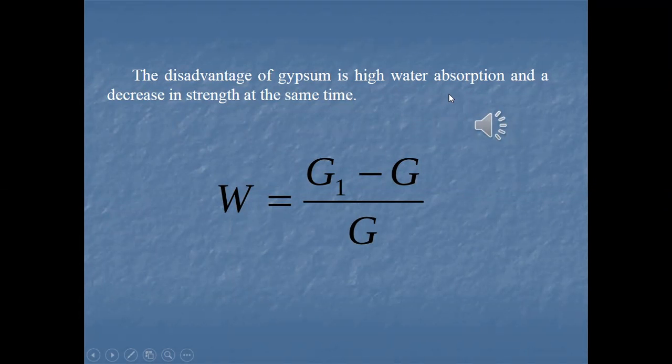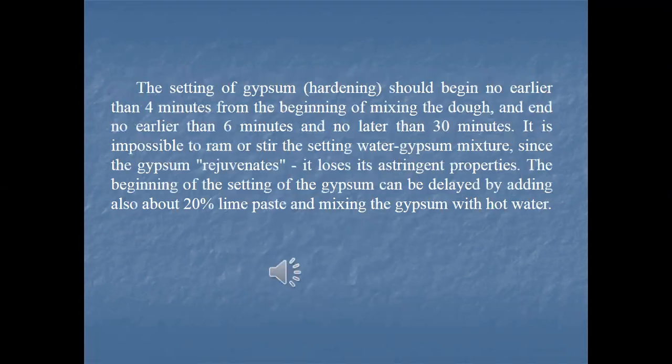The disadvantage of gypsum is high water absorption and a decrease in strength at the same time. The setting of gypsum, hardening, should begin no earlier than 4 minutes from the beginning of mixing the dough, and end no earlier than 6 minutes and no later than 30 minutes.